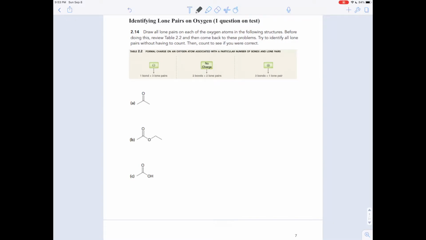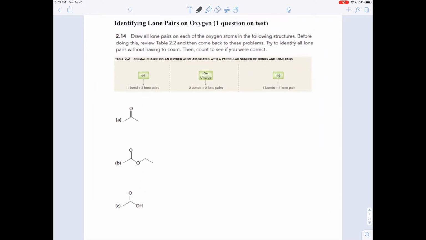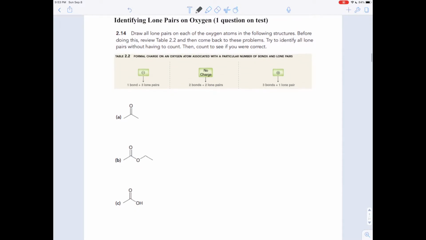Exercise 214 is trying to train you to see lone pairs on an oxygen. It says, draw all the lone pairs on each of the oxygen atoms in the following structures. Before doing this, review Table 2.2, which I've included here, and then come back to these problems. Try to identify all the lone pairs without having to count, and then count to see if you are correct. So there you have a shortcut here.